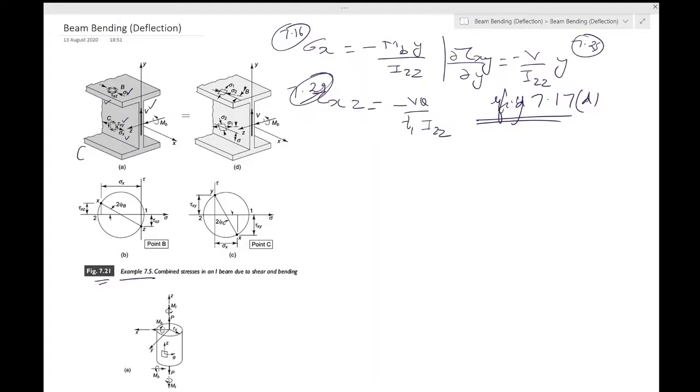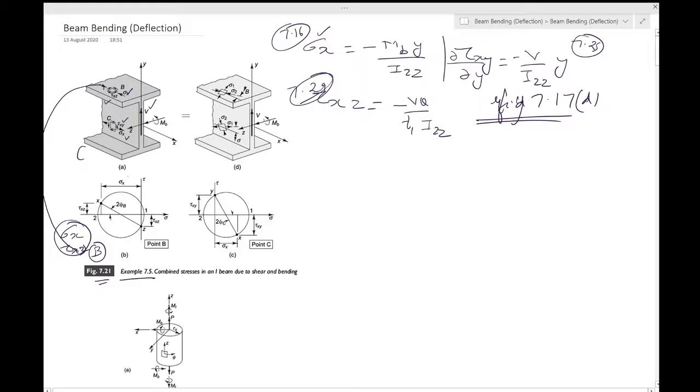The Mohr circles for the stress drawn in figure 7.21b and c are constructed from these components. So remember, you have to have sigma x and tau xy, and tau xz, and then you would be able to draw the Mohr circle. If you consider point B, it has a sigma x and a tau xz. With that you have to find this Mohr circle. So you have to find sigma x like this.